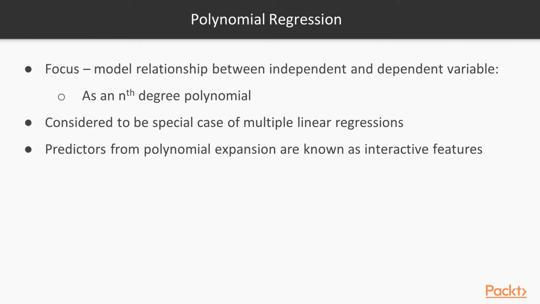Polynomial regression. When we speak of polynomial regression, the focus of this technique is on modeling the relationship between the independent variable and the dependent variable as an nth degree polynomial. Polynomial regression is considered to be a special case of multiple linear regression. The predictors resulting from the polynomial expansion of the baseline predictors are known as interactive features.